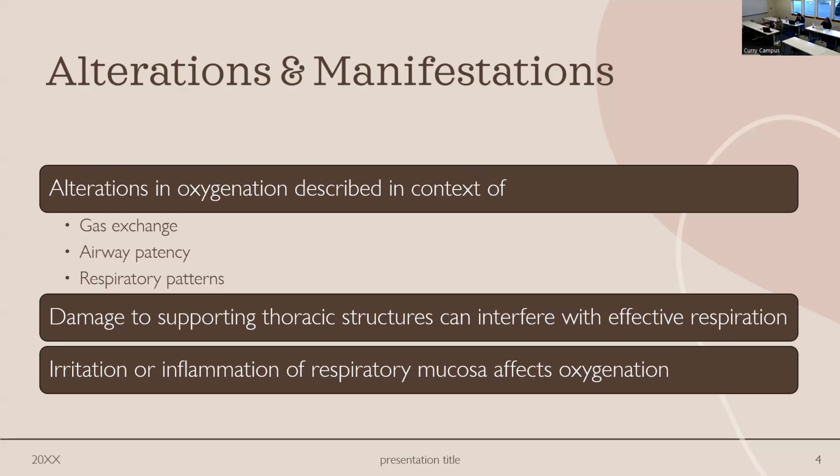Damage to supporting thoracic structures, like rib fractures would be an example. Limited chest expansion because of the extreme pain from that rib fracture. Or weak diaphragm. Respiratory mucosa, the inflammation, narrowing the airways, increasing mucus.